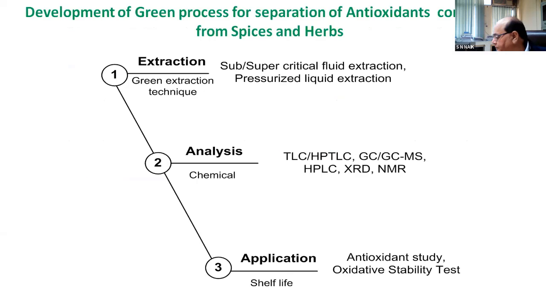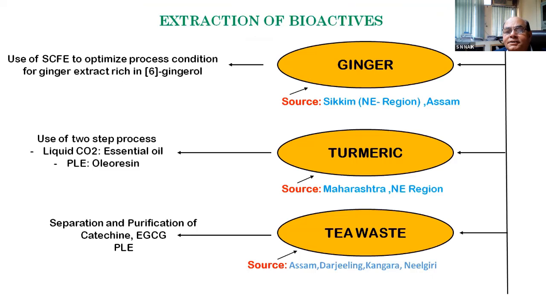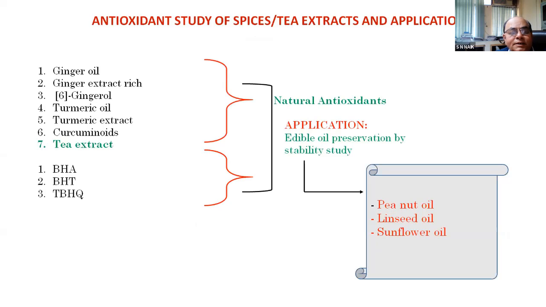Basically, I have a time shortage, so I will not give my detailed data, because earlier I thought it was for 40 to 45 minutes, so I prepared accordingly. So basically, we have extracted ginger from Sikkim, Assam, and elsewhere, then turmeric from Maharashtra and the Northeast region, then tea from four regions. And we have extracted by supercritical and other methods.